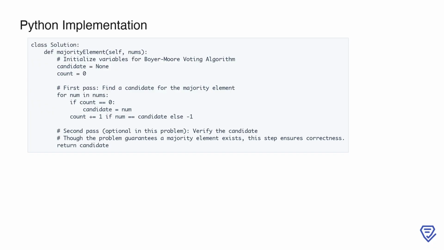2. First pass, finding the candidate. As we iterate over the array, we check the count variable. If count is 0, we assign the current element, num, as the new candidate. For every element, we update the count. If the current number matches the candidate, we increase the count by 1. Otherwise, we decrease it by 1. This step effectively balances out non-majority elements, ensuring that the majority element remains as the candidate.